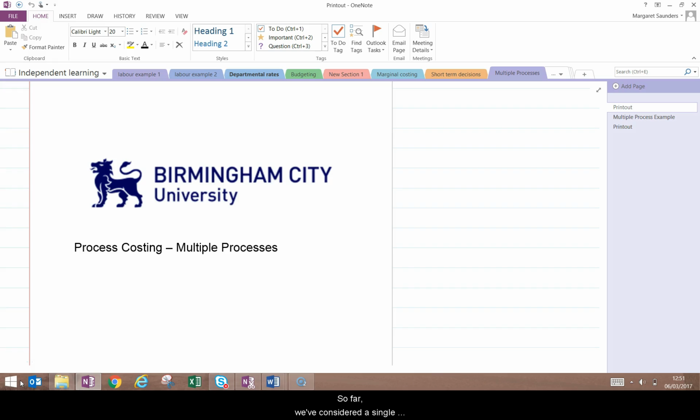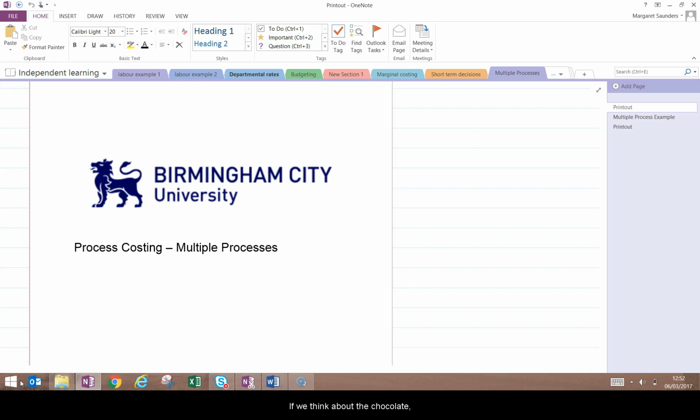So far we've considered a single process, which implies that when we input our material, labour and overheads, it then requires one process and the output at the end of the process is our completed product. However, in reality, products may go through several stages until they reach completion.